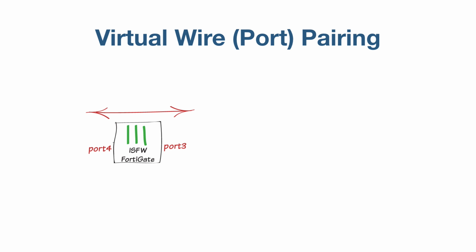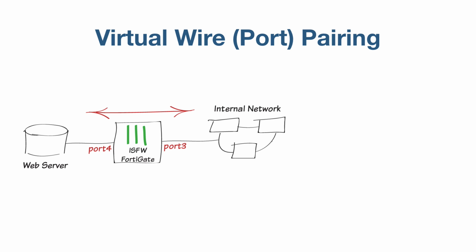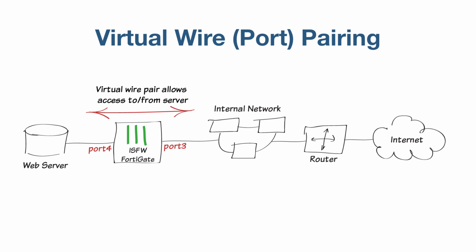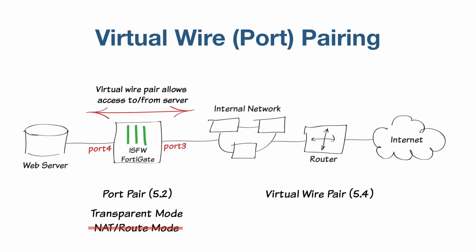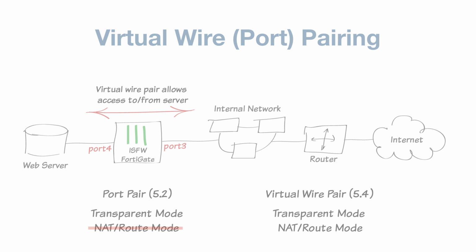Since the interfaces have no IP addresses, you can add a virtual wire pair to any network without making any significant changes. In this example, users on the internal network will access the web server through the ISFW over the virtual wire pair, and vice versa. In FortiOS 5.4, the virtual wire pair replaces the port pairing feature from earlier versions. Unlike port pairing, a virtual wire pair is compatible with a FortiGate in NAT route mode as well as transparent mode.